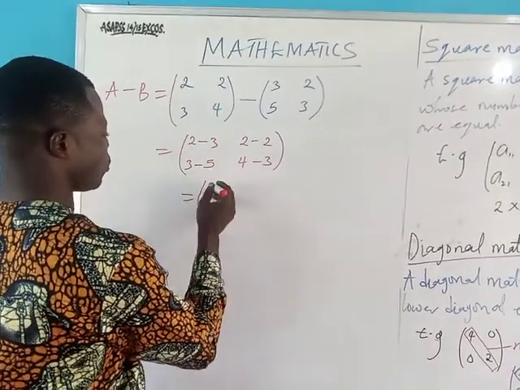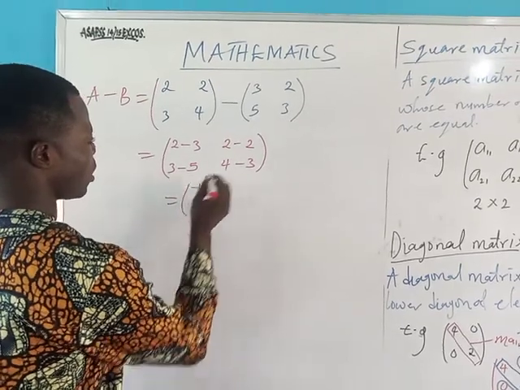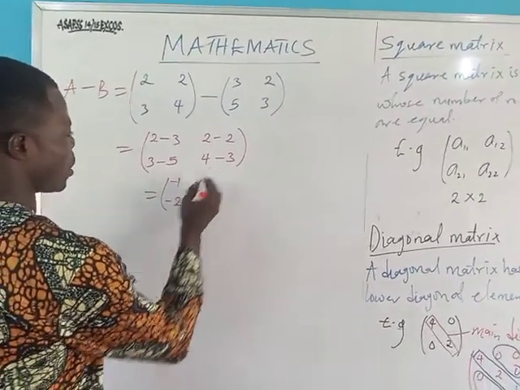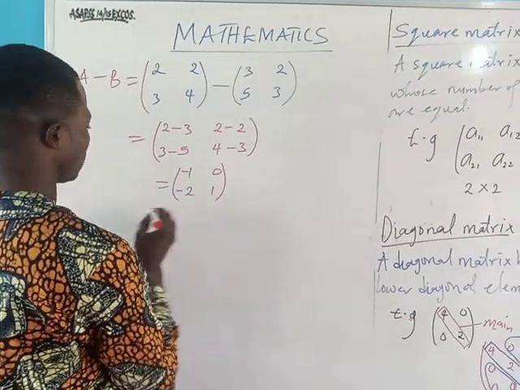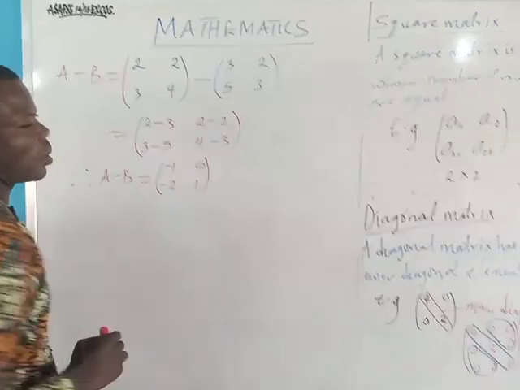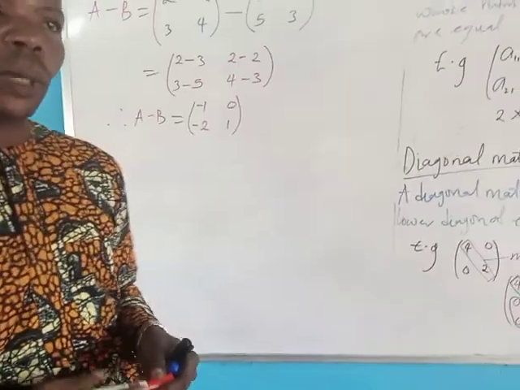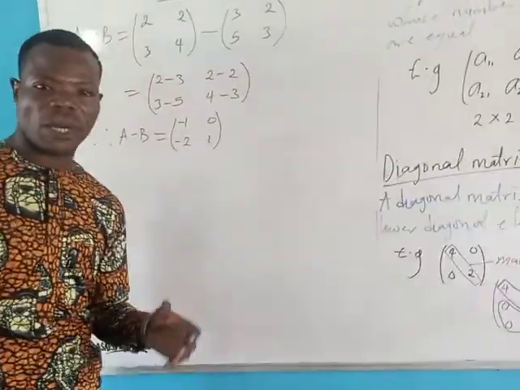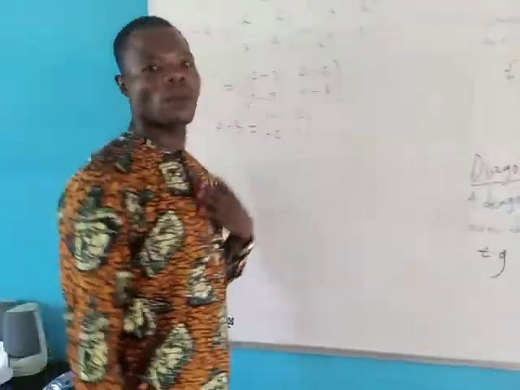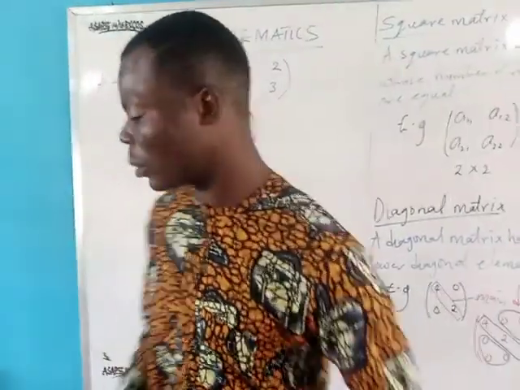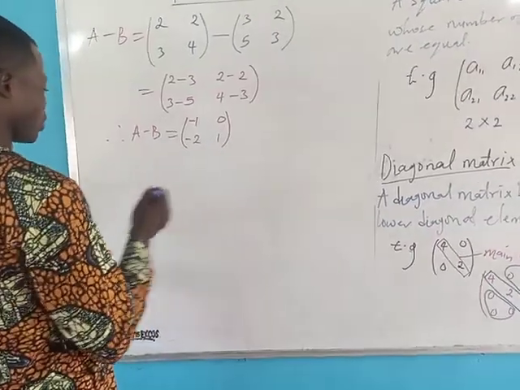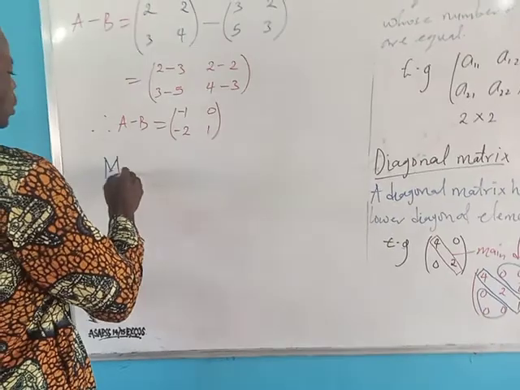So 2 minus 3 will be minus 1, then this will be 0, this will be minus 2, and this will be 1. That is our A minus B. So that is how to subtract any given matrix. If it is of order 3 by 3, you see the same thing; 4 by 4, the same thing. So the next thing we want to look at is multiplication of a matrix.